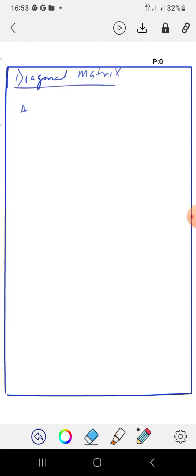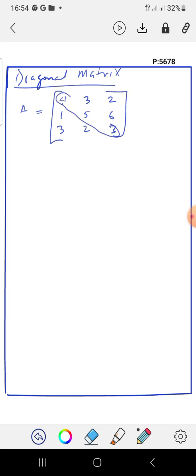Let's say A again. So we have 4, 3, 2, 1, 5, 6, 3, 2, 3. The diagonal of this matrix, you take it from A11. So that's the diagonal of the matrix.